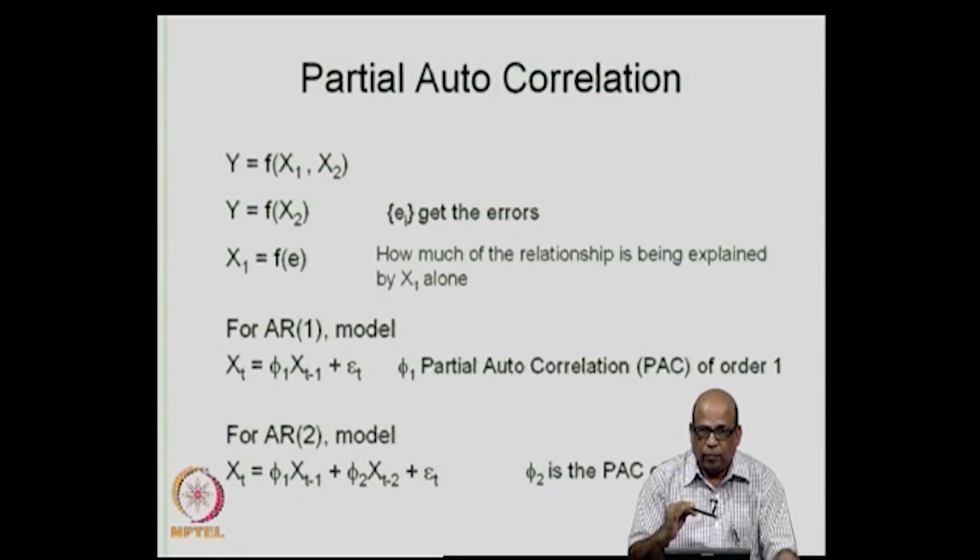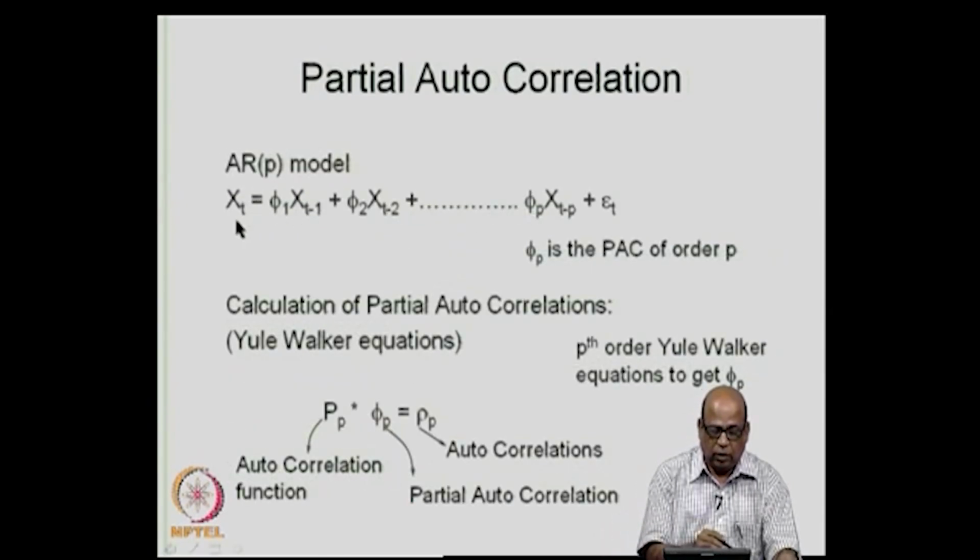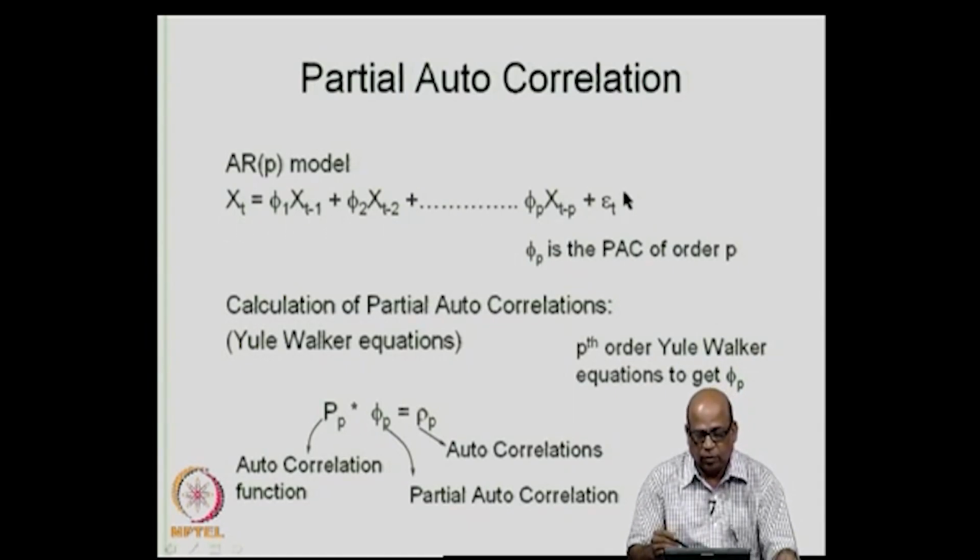The phi 1 of the AR1 model is the partial autocorrelation of order 1. If you want phi 2, or the partial autocorrelation of order 2, you write the AR2 model, and the phi 2 that you write here for the AR2 model is in fact the partial autocorrelation of order 2. So, in general the phi p of the AR p model indicates the partial autocorrelation of order p. Any AR p model you write like this: x t is equal to phi 1 x t minus 1 etcetera, phi p x t minus p plus epsilon t. The phi p of the AR p model is the PACF of order p.